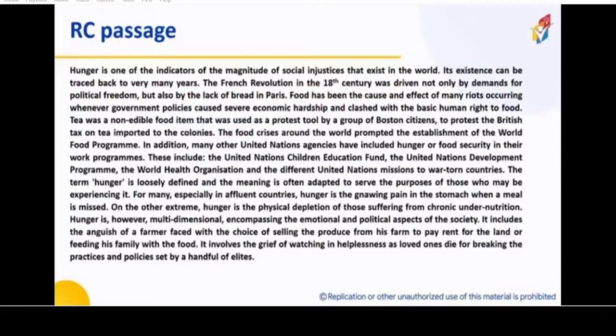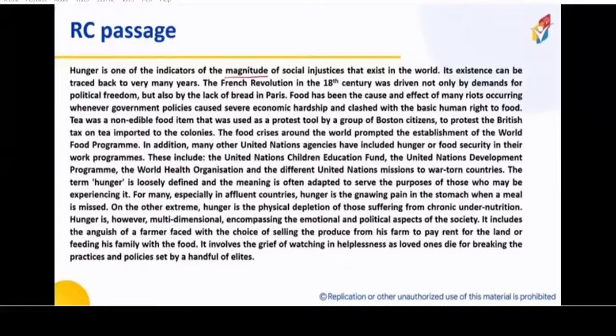Let's get started. Hunger is one of the indicators of the magnitude of social injustices. Magnitude means intensity, measure, or the weight, how much something is present, of social injustices that exist in the world. Its existence can be traced back to very many years. So the author says, hunger is an indicator of how much social injustice is present in the world, and hunger has been present for many years now.